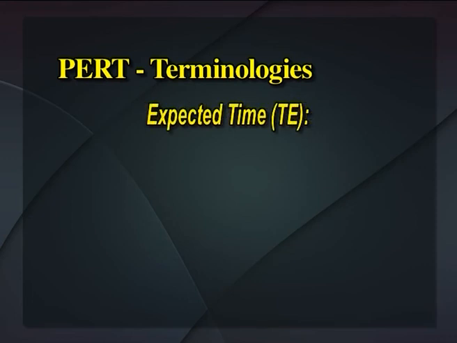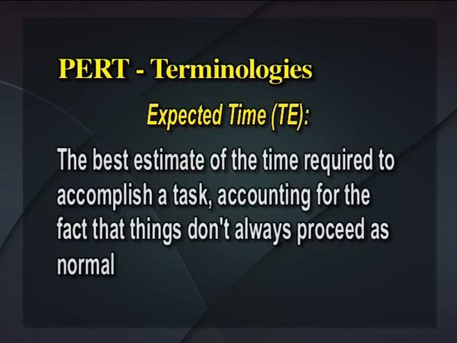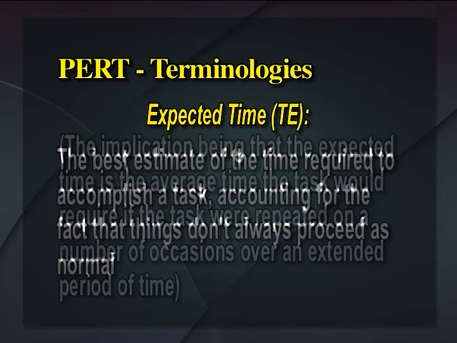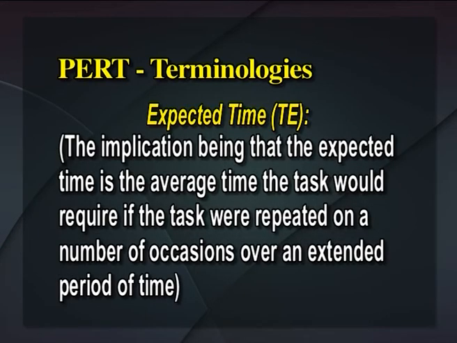Next is the expected time, denoted by TE. The best estimate of the time required to accomplish a task, accounting for the fact that things don't always proceed as normal, that is, the implication being that the expected time is the average time the task would require if the task were repeated on a number of occasions over an extended period of time.